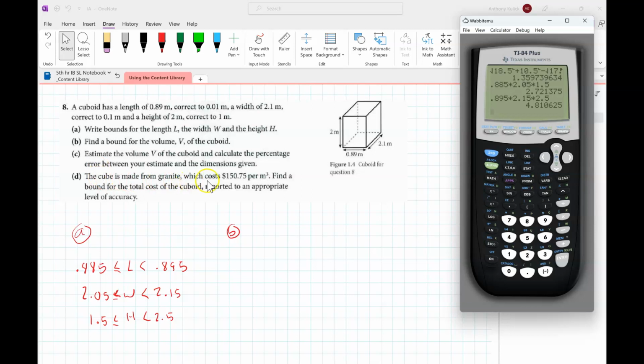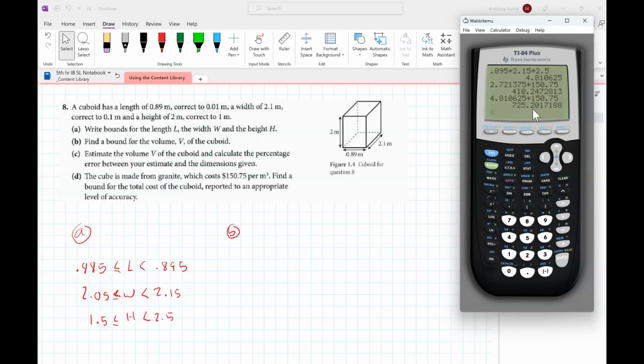The cuboid is made from granite, which costs a lot of money per cubic meter. I guess a cubic meter is a ton of granite, though, so I guess that's fine. Find a bound for the total cost of the cuboid reported to an appropriate level of accuracy. So my bound would be the smallest possible volume times the 150. That's the lower bound. And my upper is going to be the largest volume times that 150. So that's the bound on my costs.